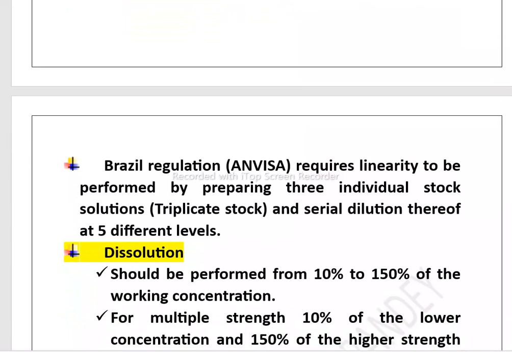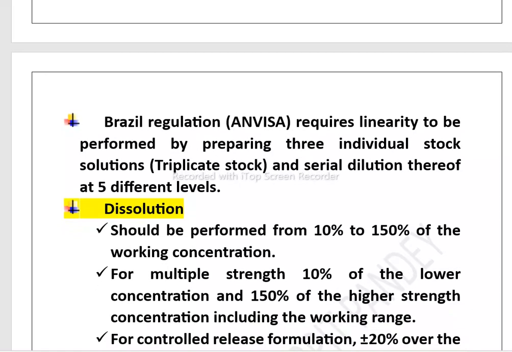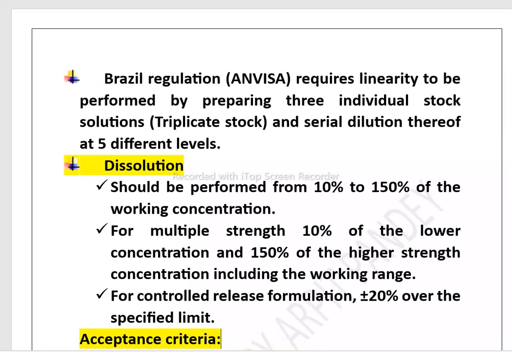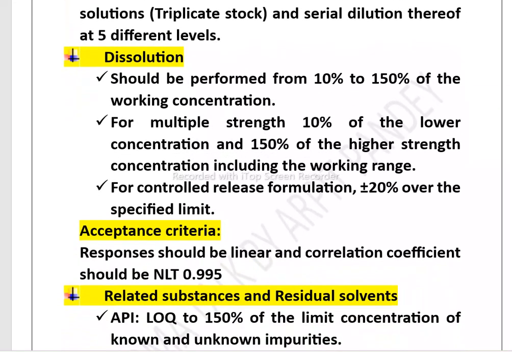So how do we perform the linearity in dissolution? In dissolution it should be performed from 10% to 50% of the working concentration. If you have multiple strengths, you have to perform the linearity from 10% of the lower concentration to 150% of the higher concentration, including the working range. For controlled release formulation, plus minus 20% over the specified limit. What is the acceptance criteria for this? The responses should be linear and the correlation should be not less than 0.995.